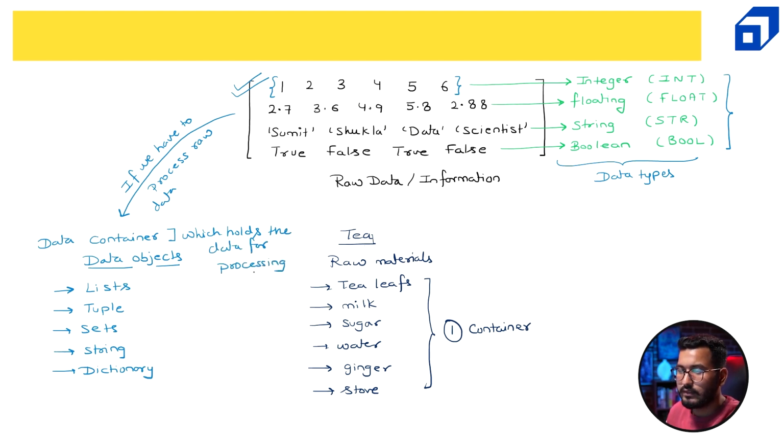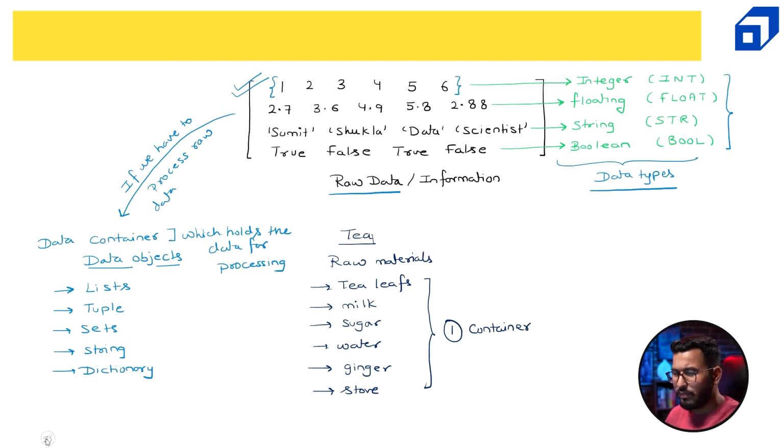As simple as this. Now we have understood three main important terms. Number one is the raw data that we have, followed by various data types and the data containers, or maybe the data objects. But you guys must be thinking, why do we have so many data objects? Why not only one? Why do we need so many containers?